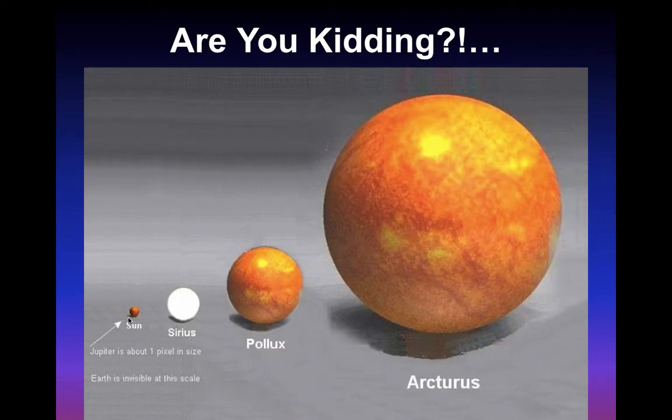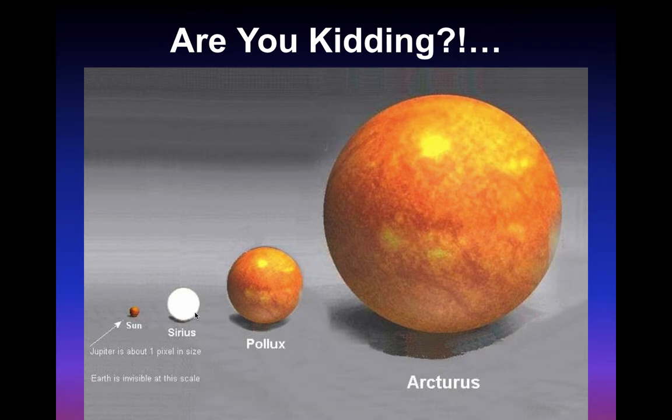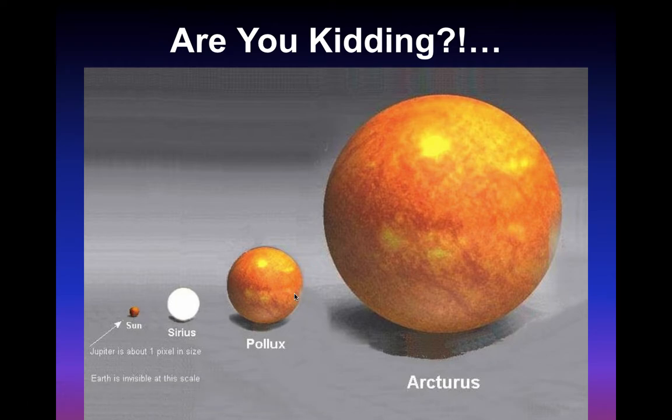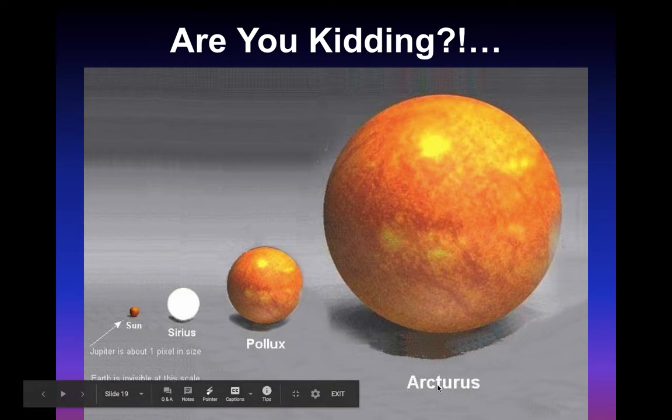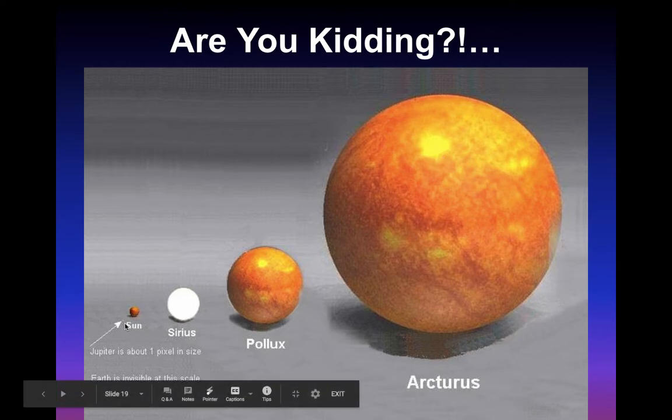Now we're going to compare our sun to other suns. Sirius is a sun, Pollux is a sun, and Arcturus is a sun. Sirius is the brightest star in the night sky. So if you go outside and you see this really, really bright shining star, that is Sirius. Compared to the sun, Sirius is way bigger than our sun. And then you've got Pollux, which is way bigger than Sirius. And then you have Arcturus. Look how big Arcturus is compared to our sun. And look, there's Jupiter. Jupiter is about 1 pixel in size compared to Arcturus. And Jupiter is our largest planet, so we can't even see Earth on here. It's not even a speckle.